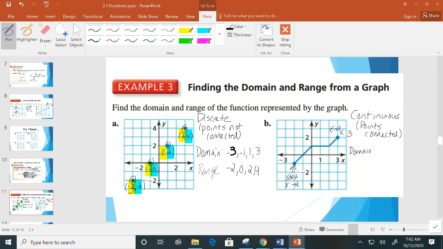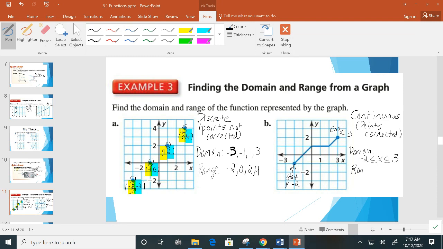However, because this is a continuous graph, it can be any single value. It takes on all of the values there. So we want to write this as a compound inequality. Your domain is anywhere starting at -2 and ending at +3. So we're writing this as an inequality, saying our graph is from -2 to +3, including both of those points. So x is greater than or equal to -2 and less than or equal to 3. I write it as my compound inequality, like shown.